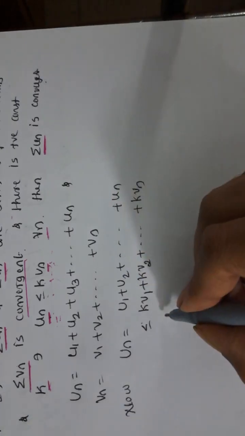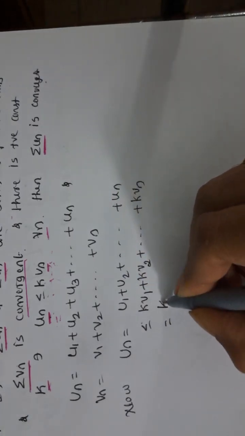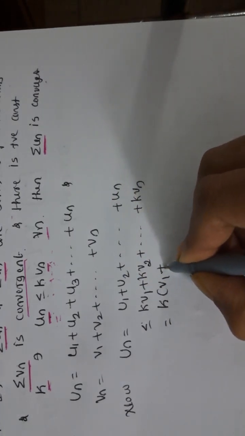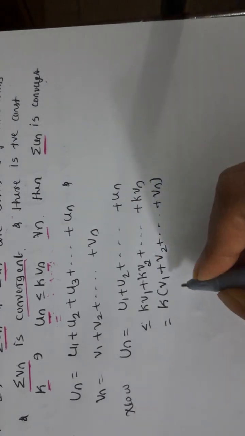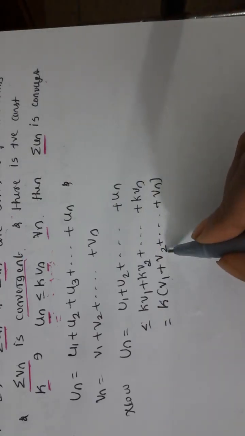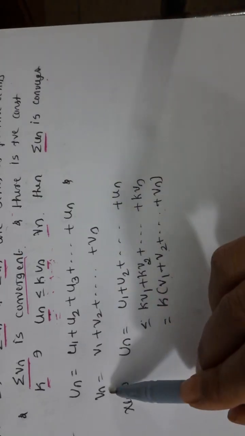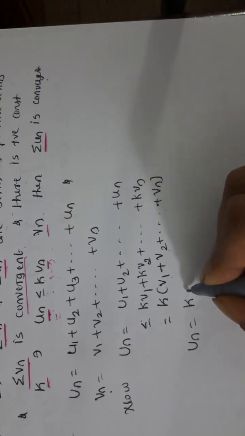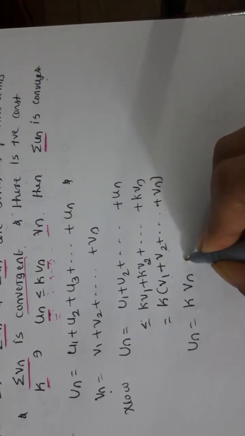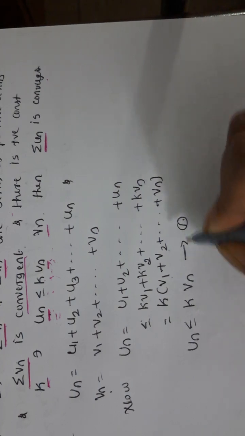Now here we can take k out, so this is simply k times v1 plus v2 and so on up to vn. And v1 plus v2 up to vn is nothing but our vn. So un is less than or equal to k into vn. Let me take this as 1.